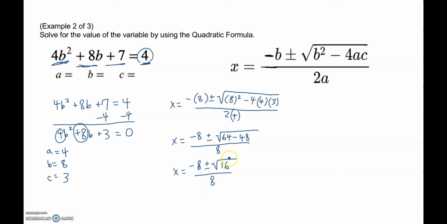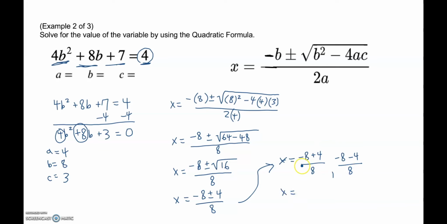Now, can we reduce the square root of 16? I believe so. It's already a perfect square. The square root of 16 is 4, so we can rewrite this as x is equal to negative 8 plus or minus 4 all over 8. I believe we could simplify this further, so let's finish it off. X is equal to negative 8 plus 4 all over 8, as well as negative 8 minus 4 all over 8.